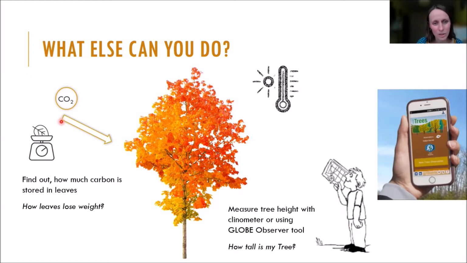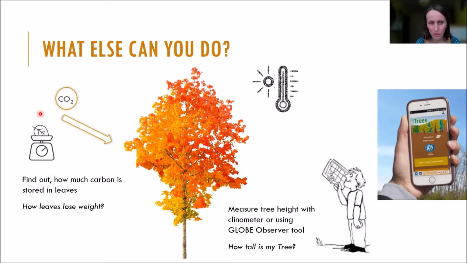Then trees play a very important role in binding carbon dioxide from the air. The carbon is stored in the tree, in its wood, in the trunk, in the roots, but also in the leaves. So one of the extra activities focuses on how much carbon is stored in the leaves of your tree. The activity is called How Leaves Lose Weight.